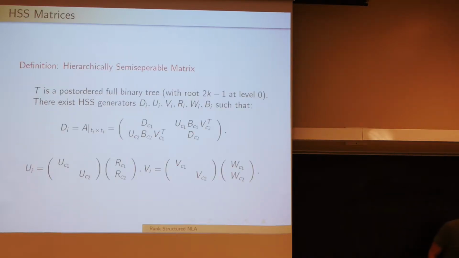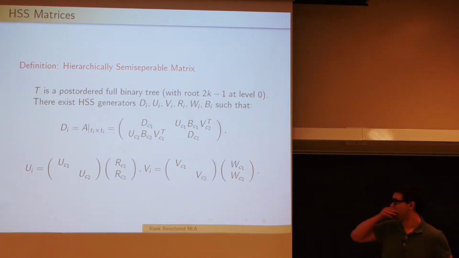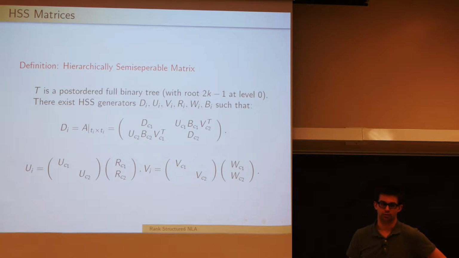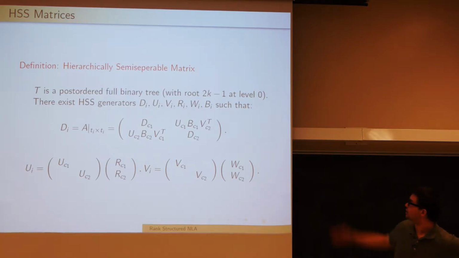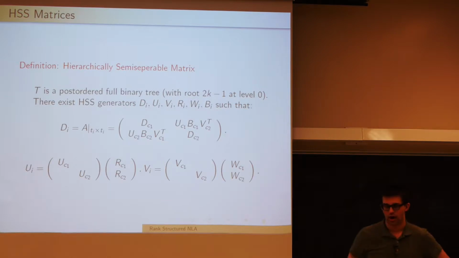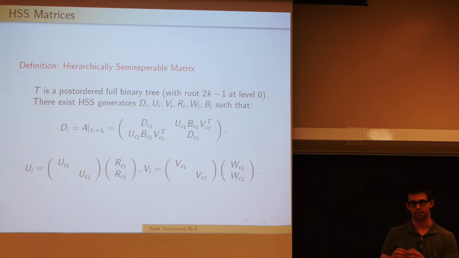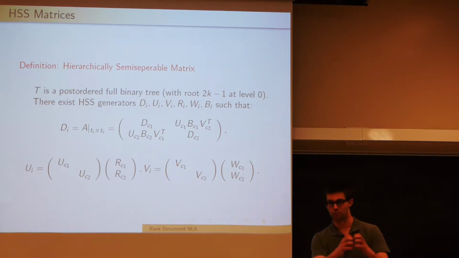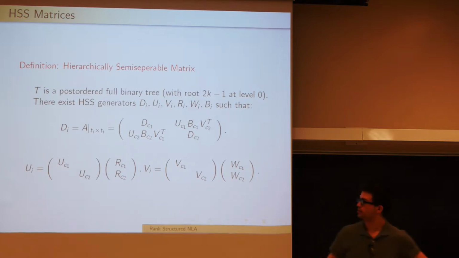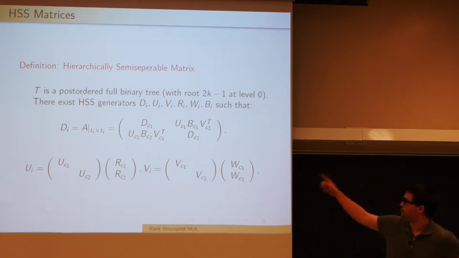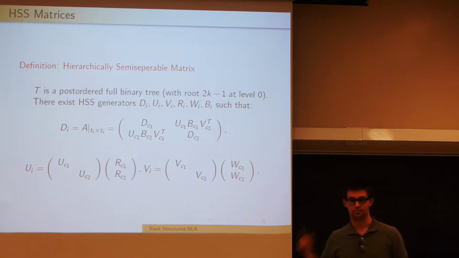Okay. So back to hierarchically semi-separable matrices. The key here is we start with a post-ordered binary tree T, which will have root t_{k-1} at level 0. And we have a set of HSS generators. Each set of generators you think of as an array of small matrices, on the order of R by R, where R is log n or smaller. And with these matrices we have D, U, V, R, W, and B.